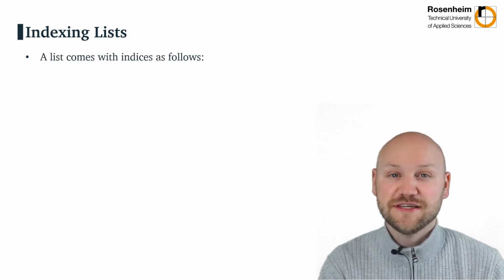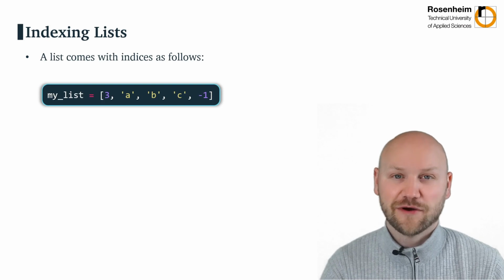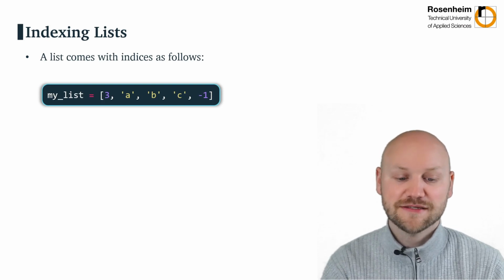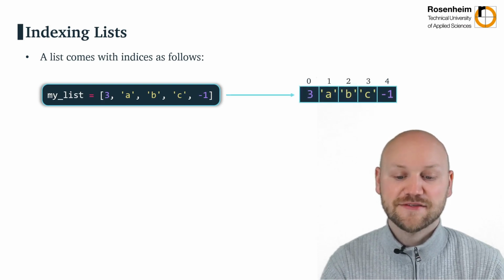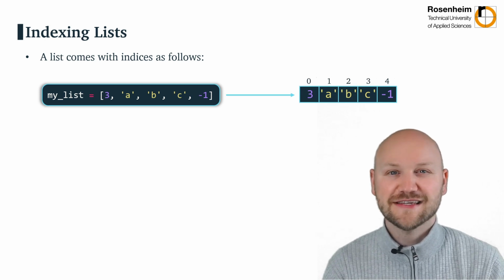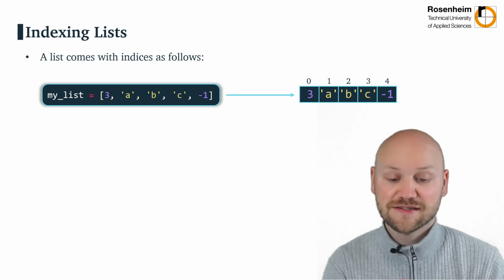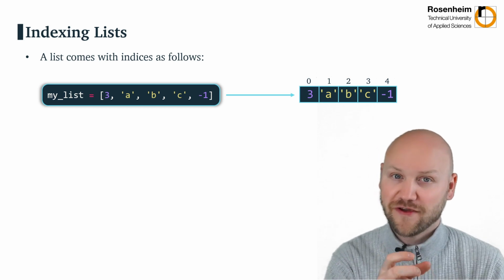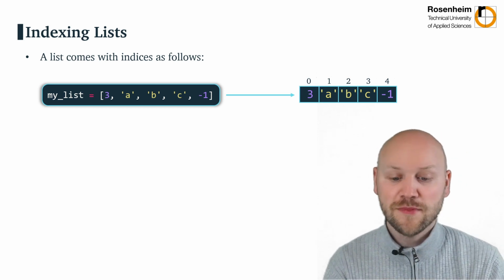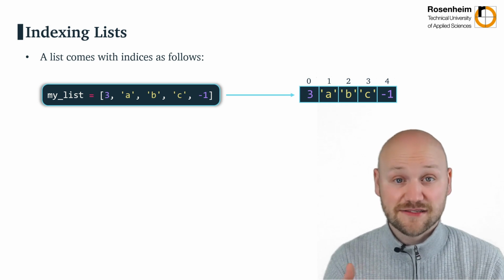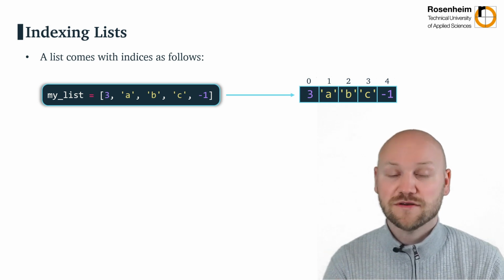A list comes with indices as follows. So this is our example list. And as you can see on the right-hand side, there is an index going from left to right, incrementing, starting from 0, not from 1. Very important, we always start from 0. So the first field has the index 0, the second field has the index 1, and so on and so forth.